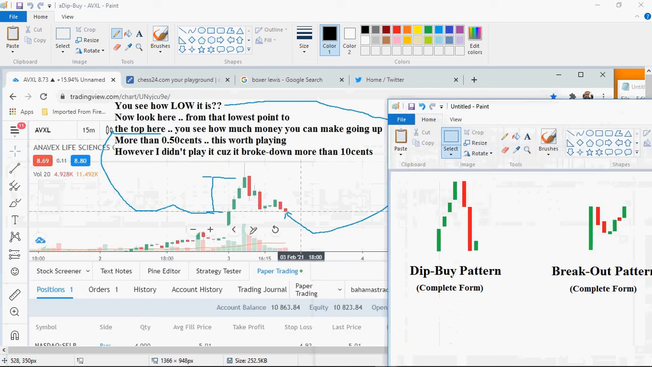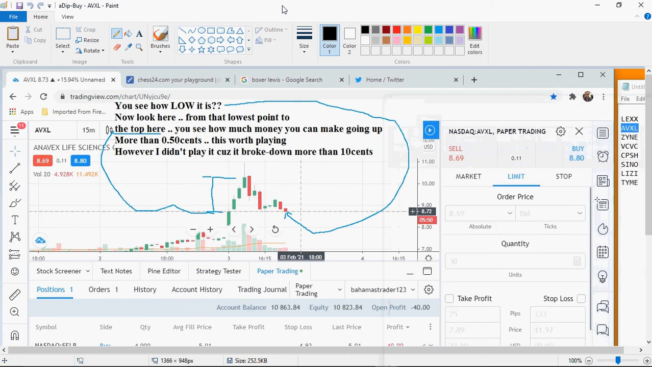Look at it. You see how the pattern resembles it? It's not rocket science, folks. You see that? You see how the pattern resembles it? The red bar and then the green bar. That's all I want to show y'all. It plays out like that, folks.